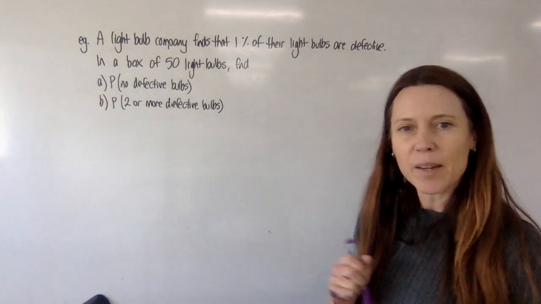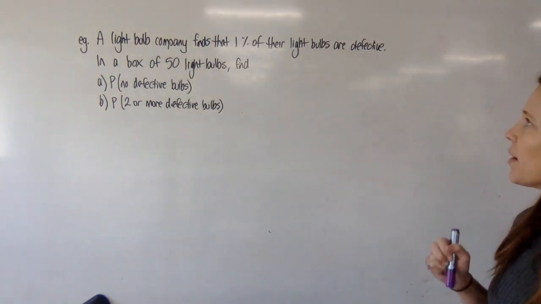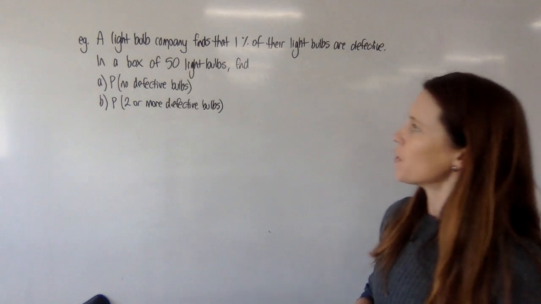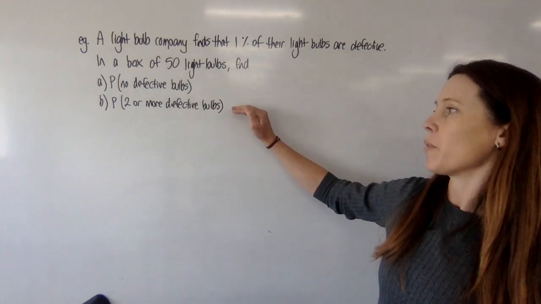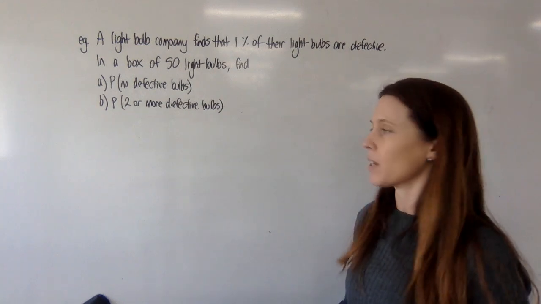Another example now. A light bulb company finds that 1% of their light bulbs are defective. So in a box of 50 light bulbs, find the probability that we've got no defective ones, or the probability that we've got 2 or more defective light bulbs.